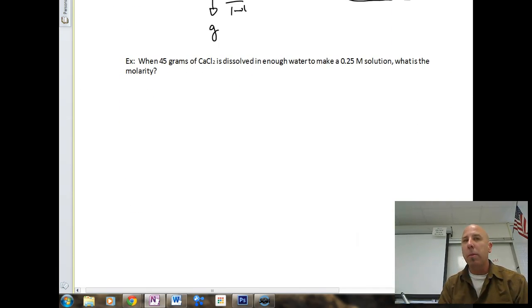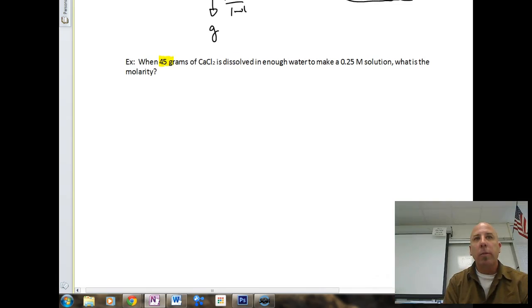It does the same thing, but kind of from a backwards way. It says, when 45 grams of calcium chloride is dissolved in enough water to make a 0.25 molar solution, what is the molarity? Actually, I have a little typo here. It's really easy to calculate the molarity if we already know the molarity. So this was actually supposed to be 0.25 liters of solution. And so then we're going to calculate the molarity now.